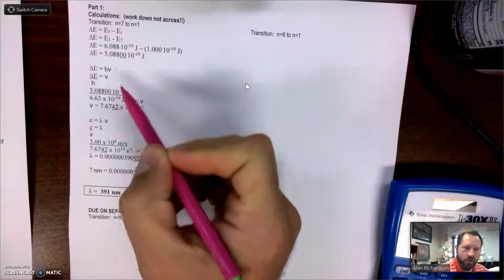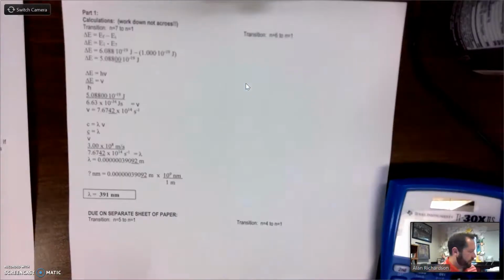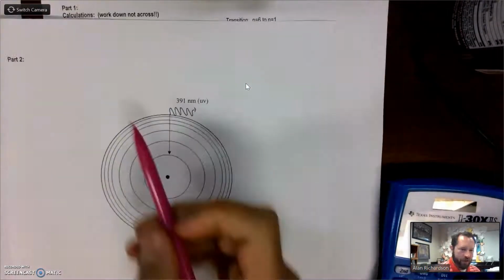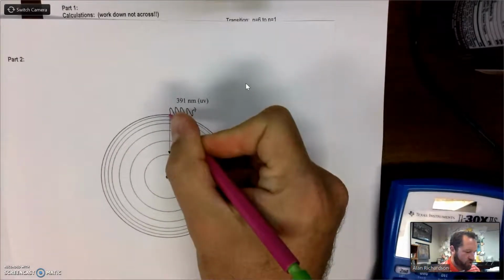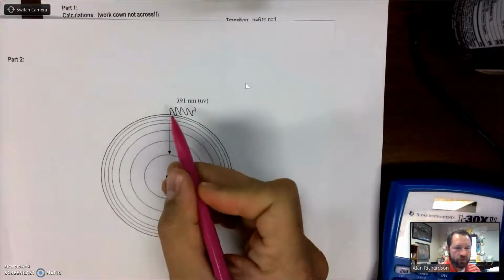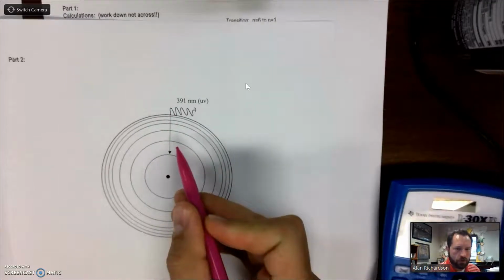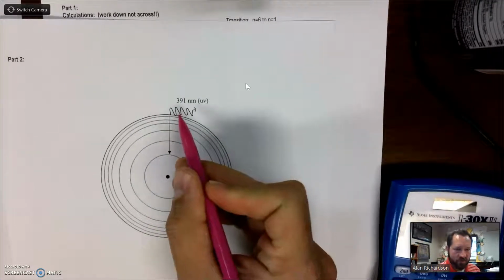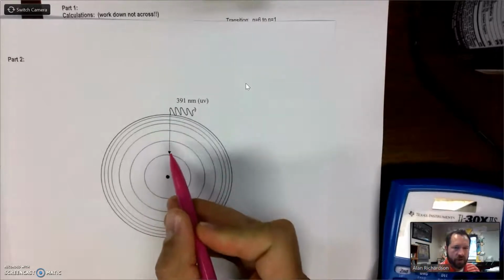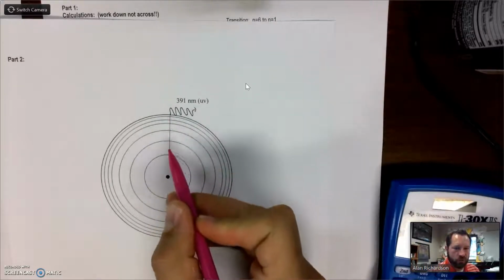Alright, so we already have one example worked through with us. So we have our atom. It looks like this. And we have an electron falling from the 7th energy level. It's the 7th ring outside the nucleus. Here's the nucleus. 1, 2, 3, 4, 5, 6, 7. Falling from the 7th down to the 1st. So that's n equals 7 to n equals 1.